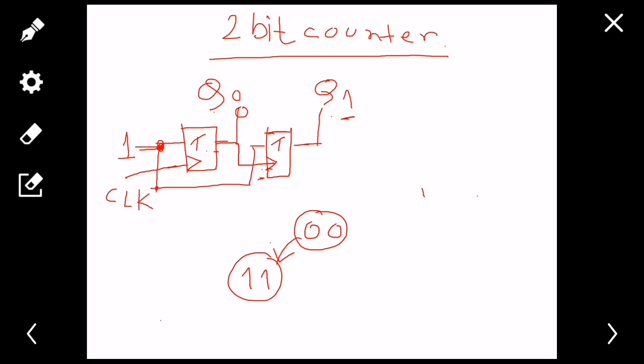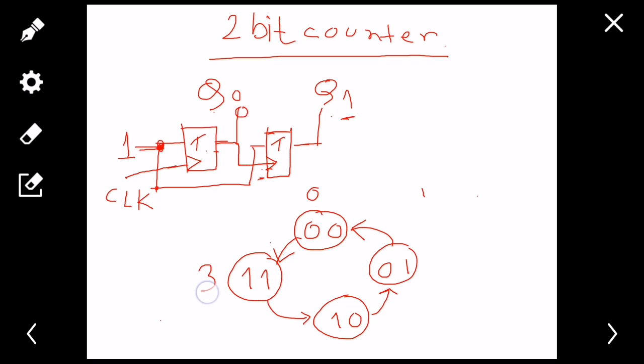Okay, and the next state maybe you'll find something like this, 1 0. And the next state you may find 0 1. And then again this is this. So the sequence is altered. So this was 0, this is 3, this is 2, this is 1. So it is moving in the downward direction, right? So that's why it is known as a down counter.